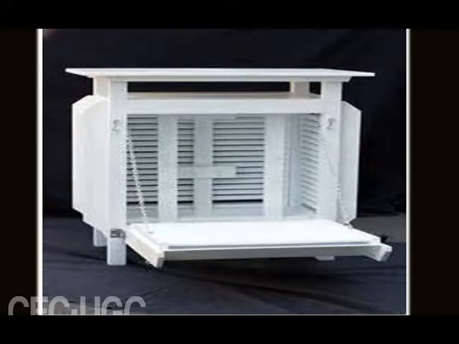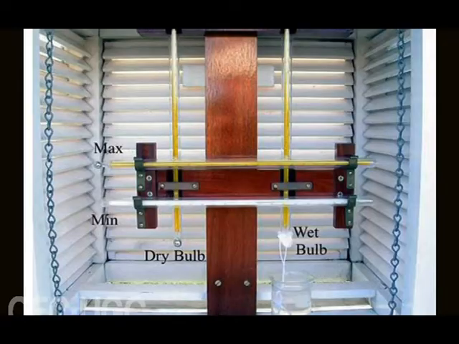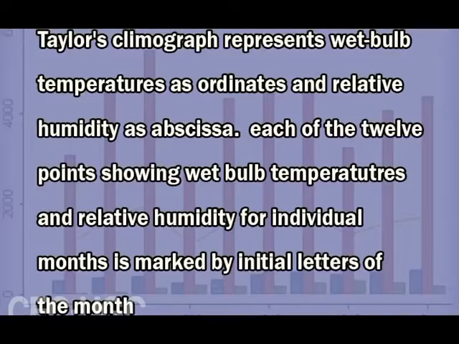Four authorities, Foster, Huntington, Wrigley and Reyes, agree on one fundamental point, that a climograph deals with rainfall and temperature. On the contrary, G. Taylor holds that a climograph should show relative humidity values in relation to wet bulb temperatures. The view of Taylor has gained more importance and it has become almost a conventional method of plotting a climograph. Taylor's climograph represents wet bulb temperatures as ordinates and relative humidity as abscissa.